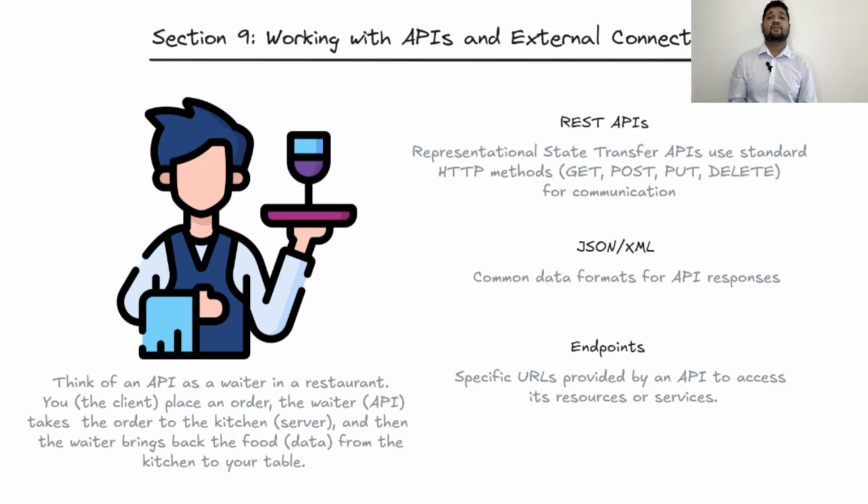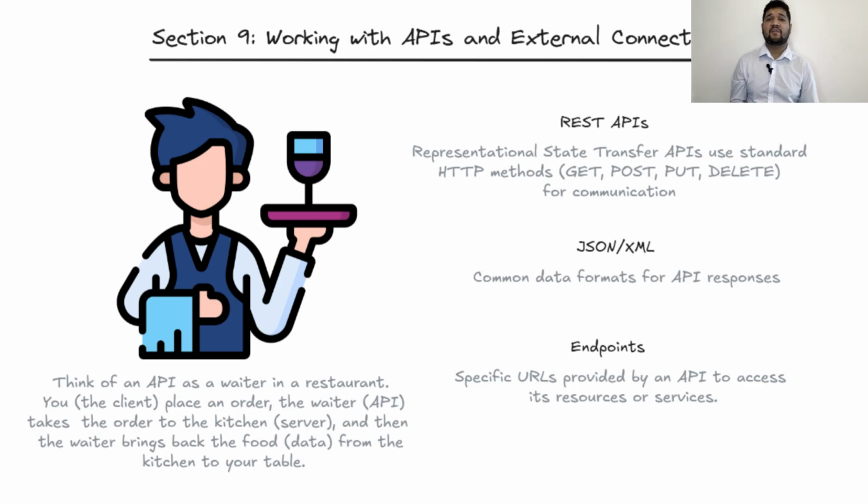Section 9 is all about working with APIs and external connections. In this section, we'll explore APIs, that is, application programming interfaces, as a critical tool for data engineers. APIs allow us to fetch data from external sources such as web services or cloud platforms. We'll talk about setting up and making API requests, handling API responses and errors, saving API data for future processing, and building a practical API data pipeline.